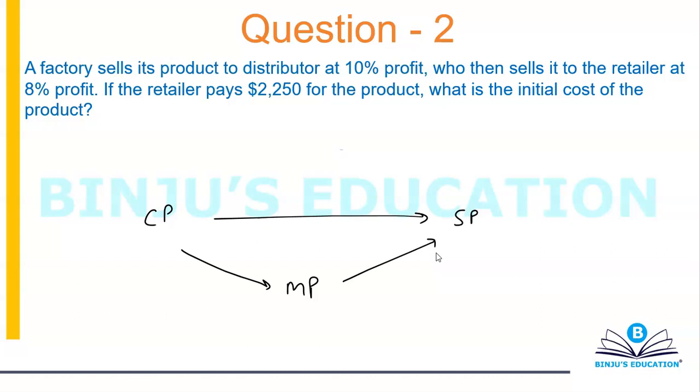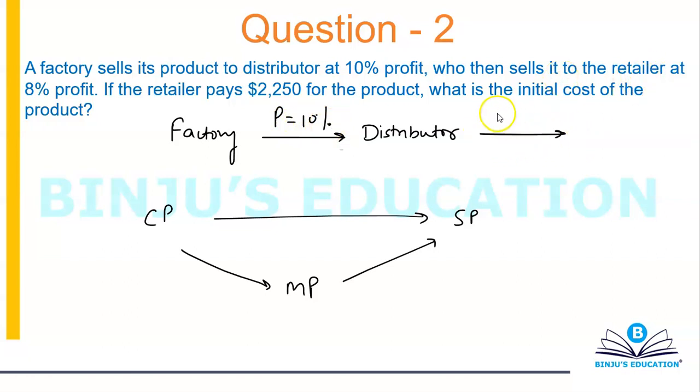A factory sells its product to a distributor at 10% profit, who then sells it to the retailer at 8% profit. If the retailer pays 2250 for the product, what is the initial cost of the product? Now, interestingly, what they have done in this question is they are not using the term cost price, mark price and selling price. So they are saying that we have a factory, they are selling it to a distributor at a profit of 10%, who then sells it to the retailer at a profit of 8%.